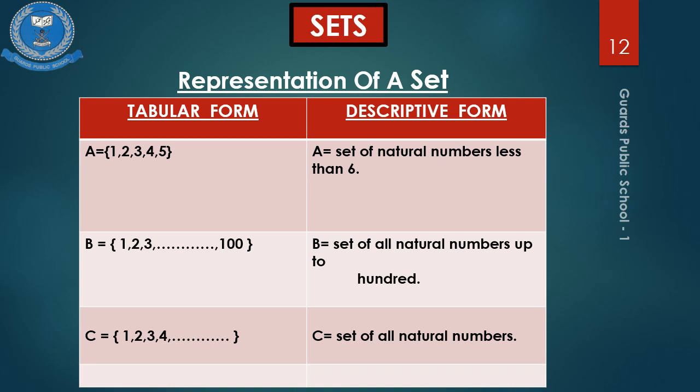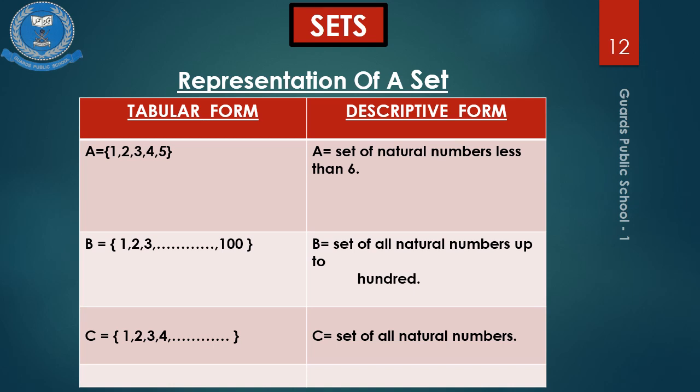Sometimes it happens that it is not possible to write all the elements within the brackets. In such cases, we write the first 3 or 4 members and then we put a few dots and then write the last member. For example, set of all natural numbers from 1 to 100. Now we cannot write all the members of this set, so we will write like this. Capital B is equal to bracket open 1 comma 2 comma 3 and then we will put dots and then write the last member, that is 100, and then we will close the bracket.